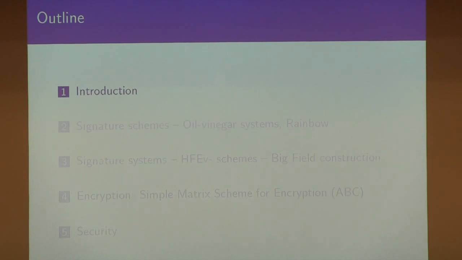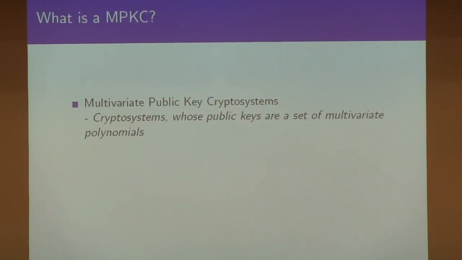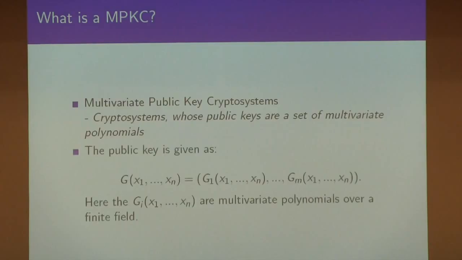So let me start with the definition of multivariate public key cryptography. What is a multivariate public key cryptosystem? It's a cryptosystem whose public key is a set of multivariate polynomials. So the public key is given as a set of multivariate polynomials over a finite field. In mathematical terms, that means we have a public key which consists of G1 to Gm, and each of them is a polynomial in n variables, x1 to xn. This is a polynomial over a finite field. Yeah, so this is a public key.